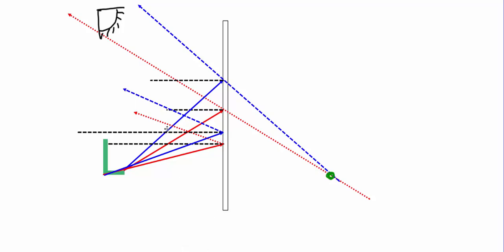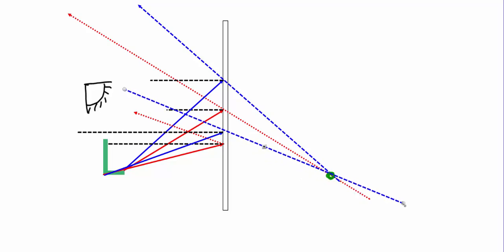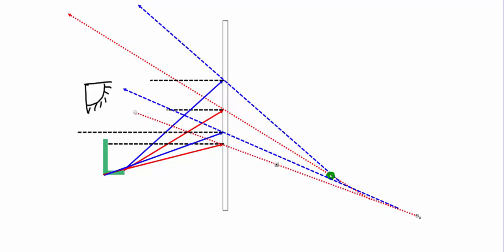And again, not enough information. Our eye, if it was placed over here, will see the rays where it thinks it originated from. So we're going to trace these rays backwards and extend those lines as far as you need to until you see where they converge from.